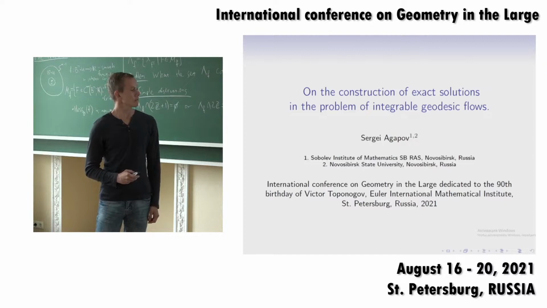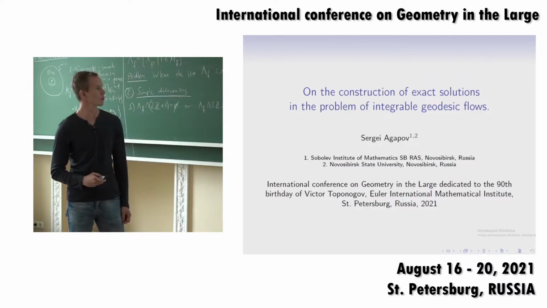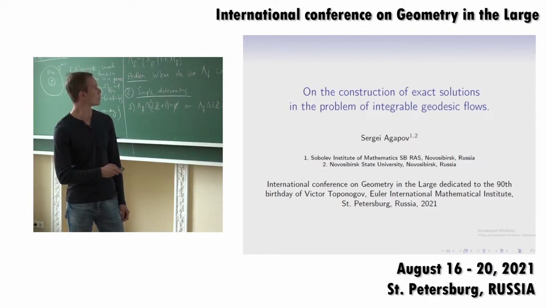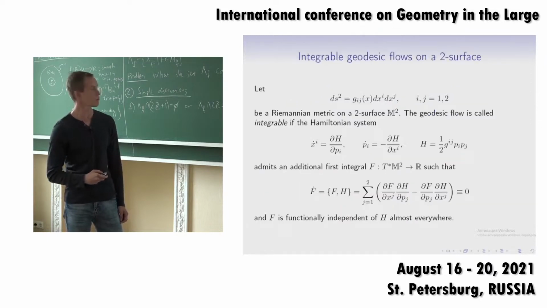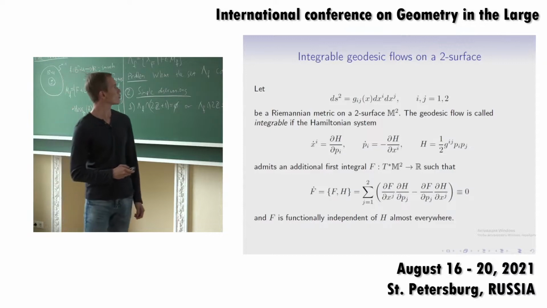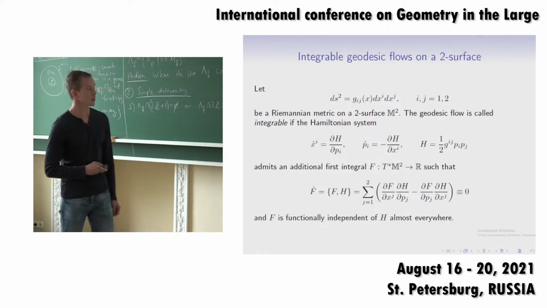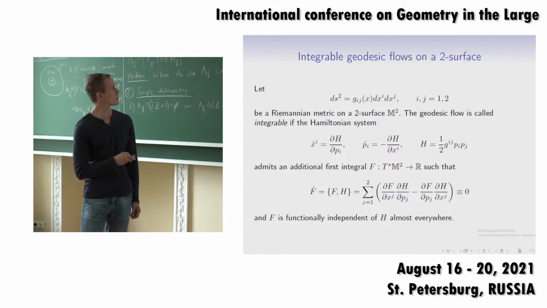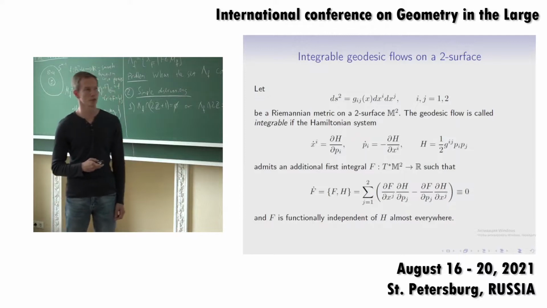I'll be talking about integrable geodesic flows and also magnetic geodesic flows on two-dimensional surfaces. Before going into details and describing the main problem and the main aim of my talk, let me first briefly recall some very basic definitions. Consider a two-dimensional surface M with the Riemannian metric. Given a metric, we may construct a Hamiltonian in such a way, and as is well known, the corresponding Hamiltonian system describes the geodesic flow of the given metric.